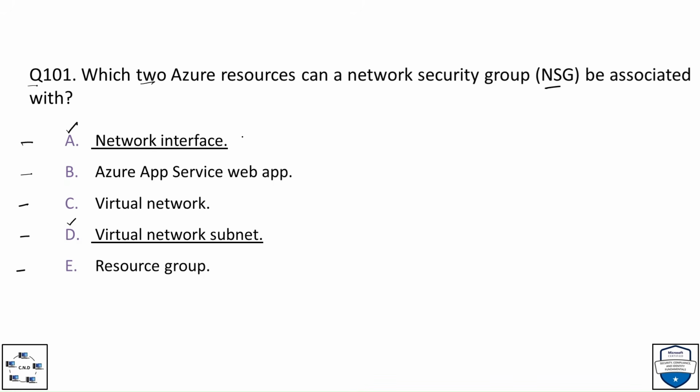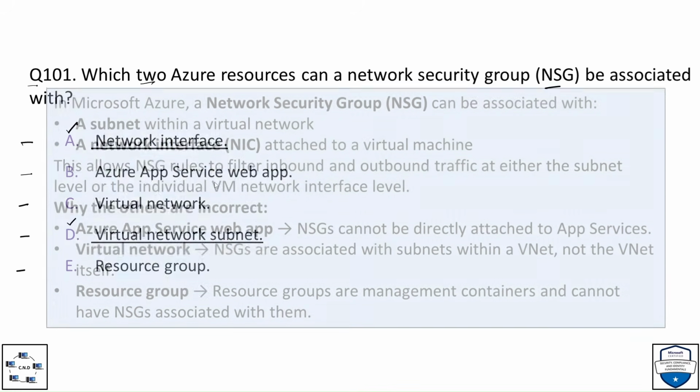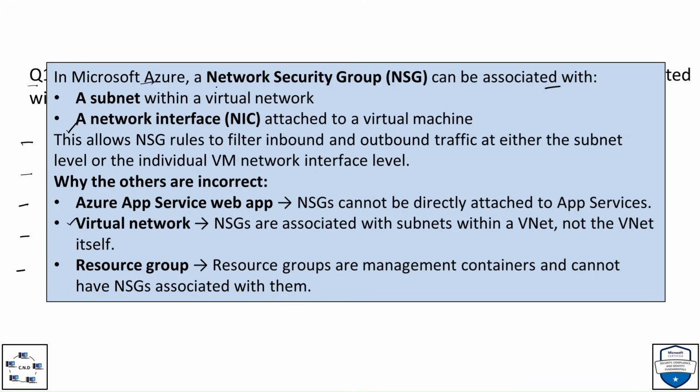So NSG can be attached to the network interface and virtual network subnet. In Microsoft Azure, a network security group, or NSG, can be associated with a subnet within a virtual network and a network interface card, NIC, attached to a virtual machine. This allows NSG rules to filter inbound and outbound traffic at either the subnet level or the individual VM network interface level. So why are the other options incorrect?